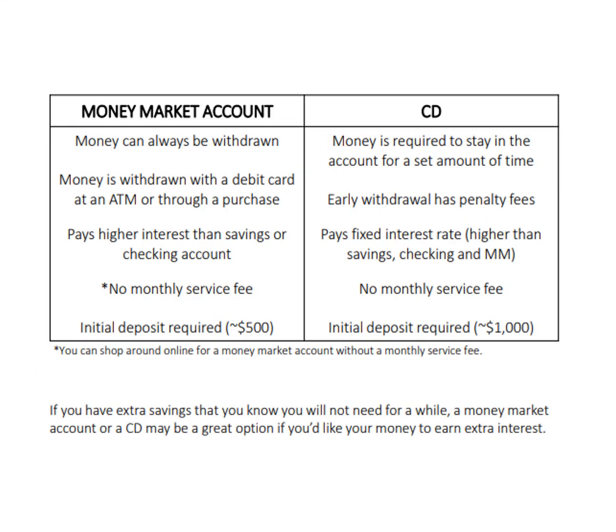One final thing here. If you have some extra savings that you know you're not going to need for a while, you have been putting money aside and putting money aside and putting money aside, interest rates skyrocket, and you can invest $5,000 into something, couple of options here. A money market account. Money can always be withdrawn from these accounts. You might get fined, you may or may not. Money is withdrawn through a debit account. It pays higher interest than savings or checkings account. And there's a star here that says no monthly fees. It will depend on what you're doing.